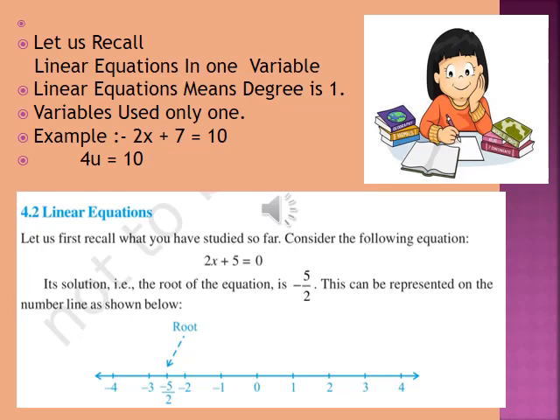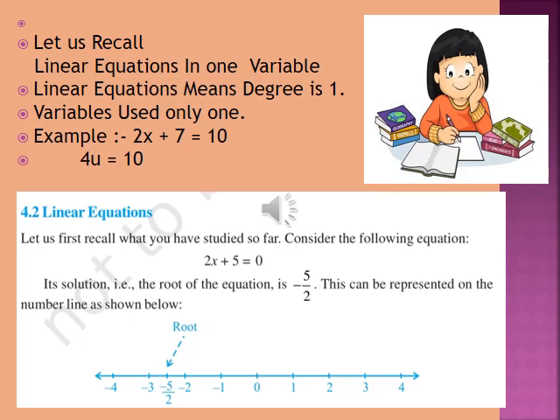2x plus 7 equals 10. 4u is equal to 10. Dear students, from A to Z we can use any letter, but it should be in small letter format, and generally we use x, y and z, m, n, p, q, u, v. You can use any variable, no problem.